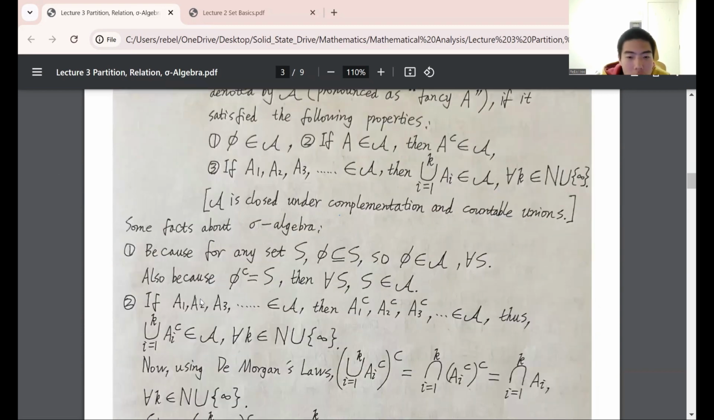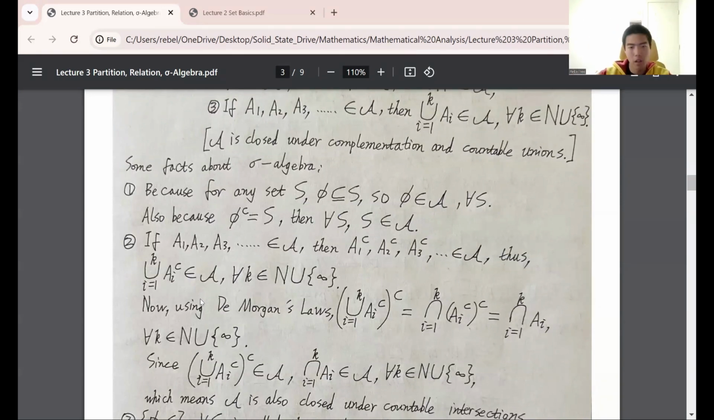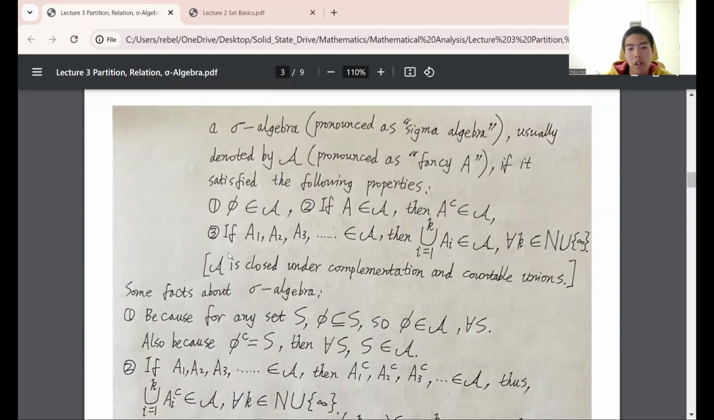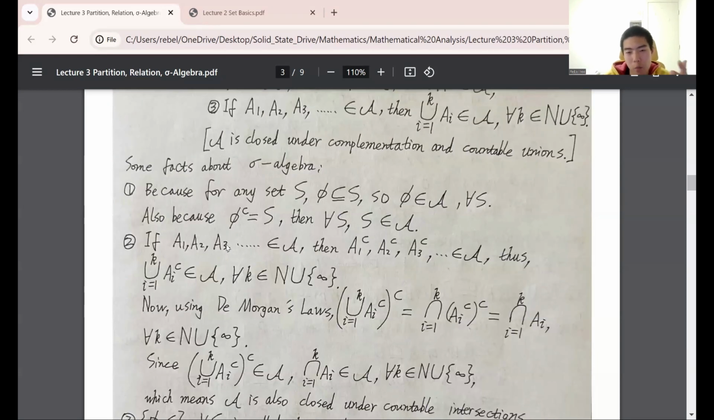All right, and we can give some facts about sigma algebra. What can we know? First of all, it has three definitions, but we can extend them to more general properties. Remember, it has closure under complement. The empty set must be in S. So what's the complement of the empty set? It's S itself. So S is also in the sigma algebra. This is from combining fact 1 and 2.